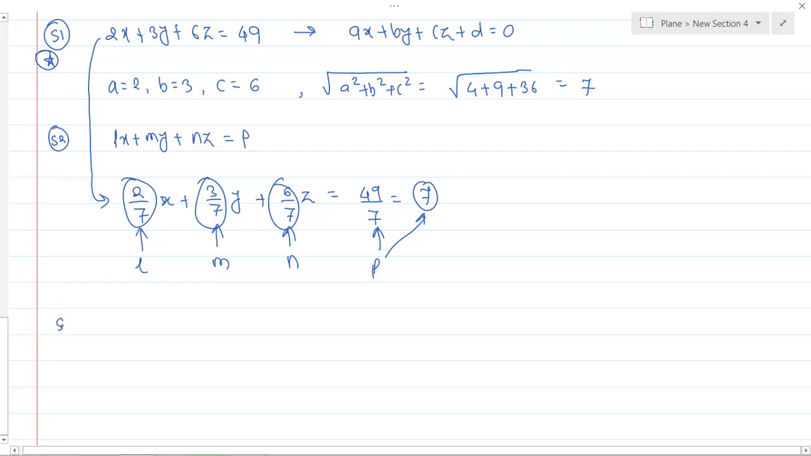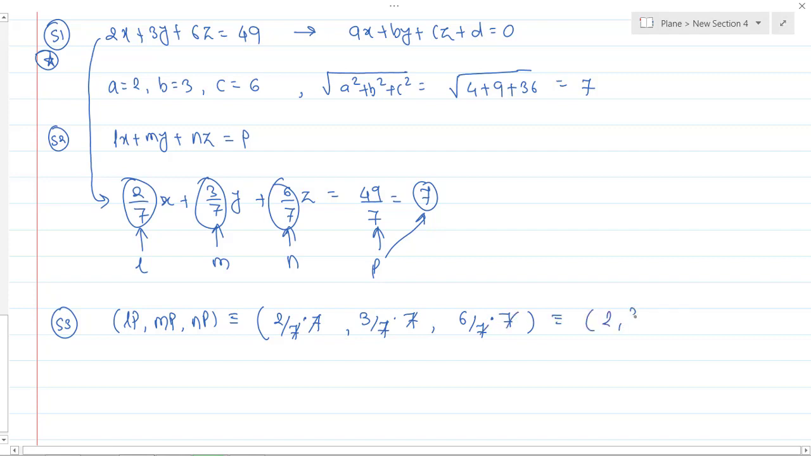Now let's find out the foot of perpendicular, which is nothing but LP, comma MP, comma NP, which is equivalent to L is how much? It's 2 by 7 into 7 P. MP is what? It's 3 by 7 into 7, and NP is what? It's 6 by 7 into 7. So the 7s cancel, which is nothing but 2 comma 3 comma 6, which is what we get as the coordinates of the foot of perpendicular.